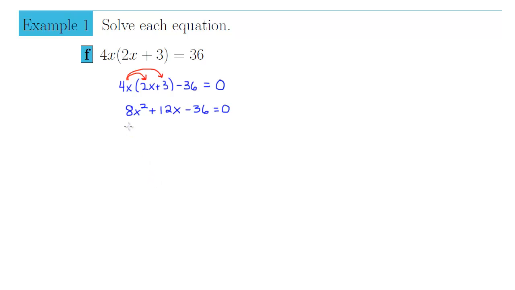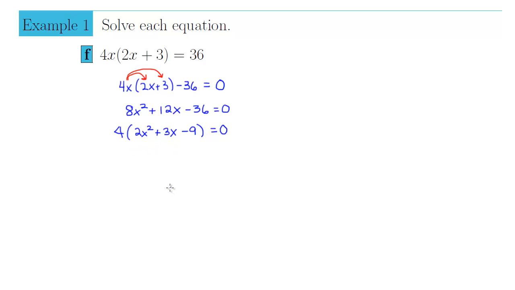Observe that we can take a common factor out from each term before we actually go on to factor farther. What number goes into 8, 12, and 36? Well, the biggest number that I can think of would be 4. So let's take out the common factor of 4 from each of these terms. That leaves us in the parentheses with 2x squared plus 3x minus 9. And that's all equal to 0.